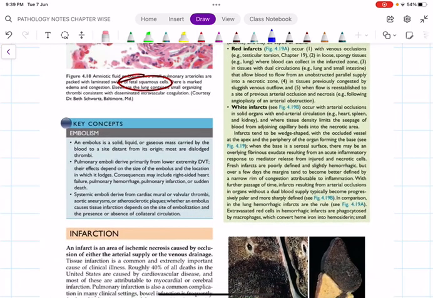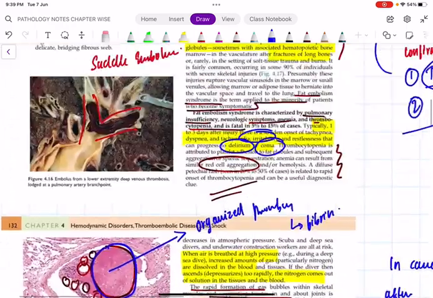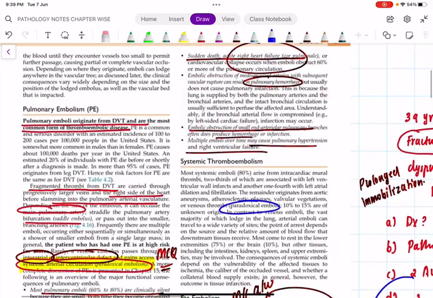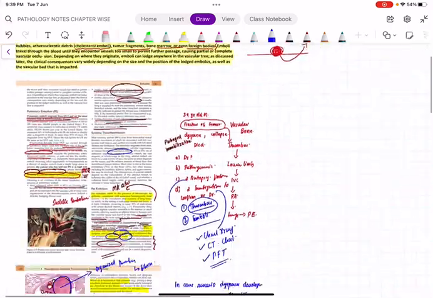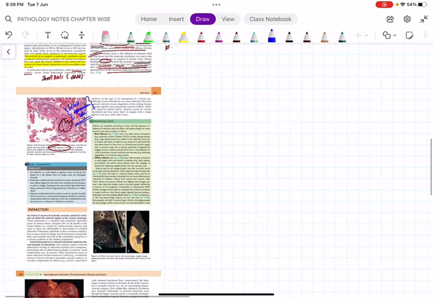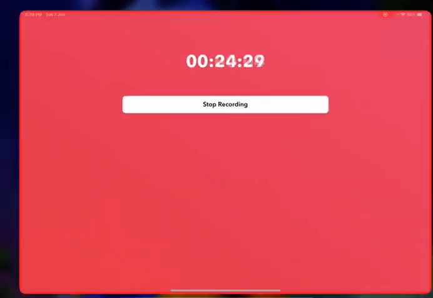So far, we have discussed embolism: pulmonary embolism, fat embolism, air embolism, amniotic fluid embolism. Out of that, pulmonary embolism is very, very important. Now let us see what is infarction.